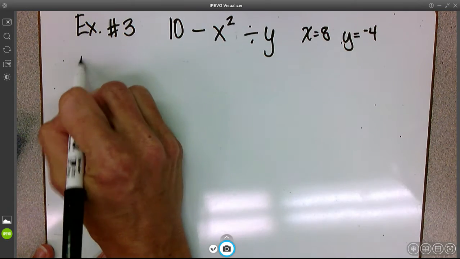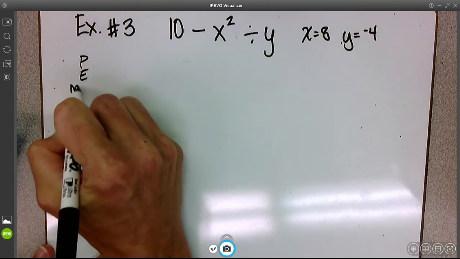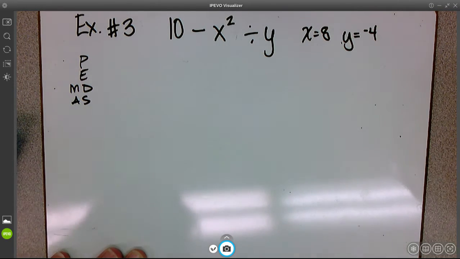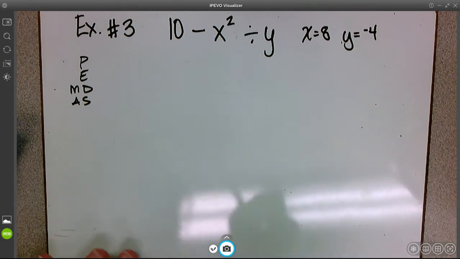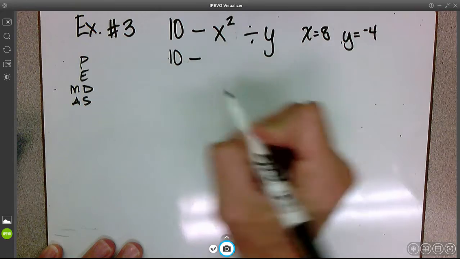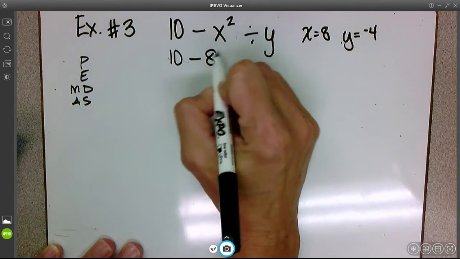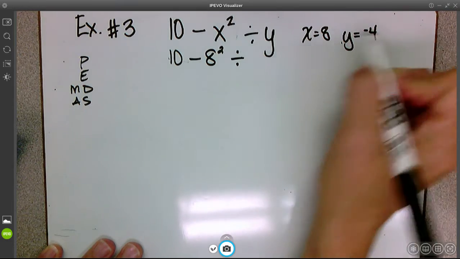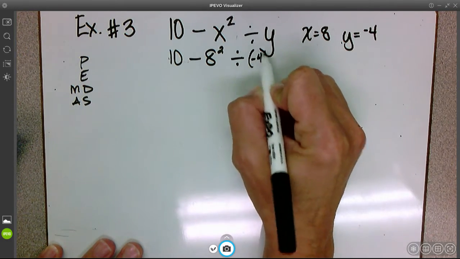So I'm just going to write off to the side the thing that I dislike the most, but I know you guys all like, which is PEMDAS, but notice I wrote it a little different. So first things first, before you start solving anything, is to input the values, substitute them in. So I have 10 minus x squared, and x is 8. So 8 squared, or raised to the second power, divided by y, which we now know is -4.